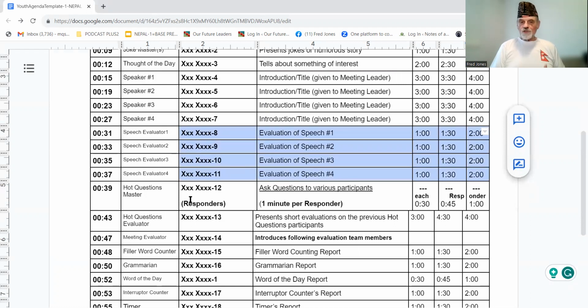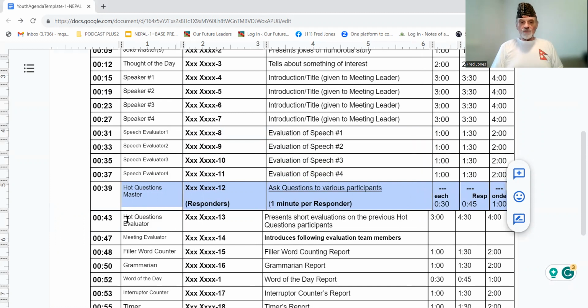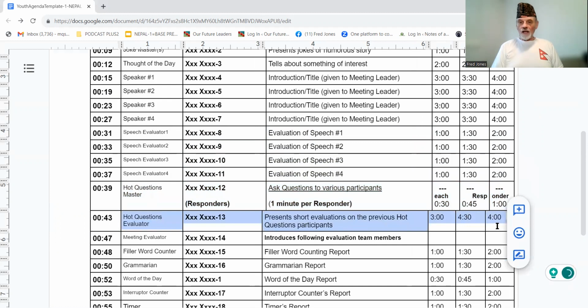You will then determine these agendas are not fixed, but this is a template. So if you realize as you progress that we need longer or shorter times, you adjust the times. And those are shown at the end of when it should start. If the meeting started at the top of the hour, this would be 39 minutes into the meeting when the hot questions start. Hot questions, as it says, are the questions that you ask, and each person has 1, maybe 2 minutes, again depending on the skills of the participants. And that's followed by the person who does the hot questions evaluation. So if there are, say, 4 responders, then they would probably have 1 minute per participant, so there'd be 4 minutes.